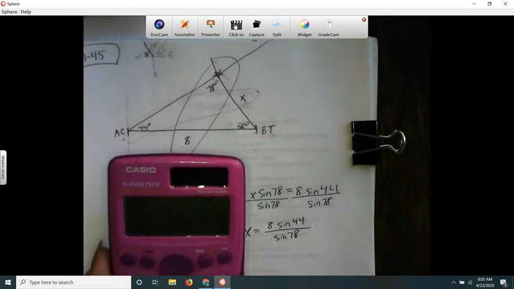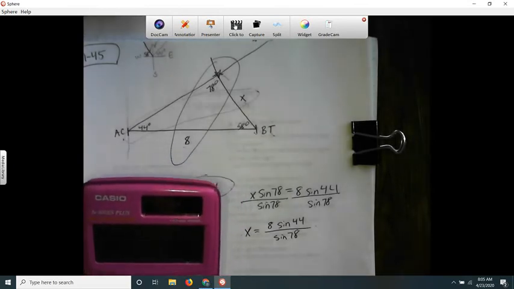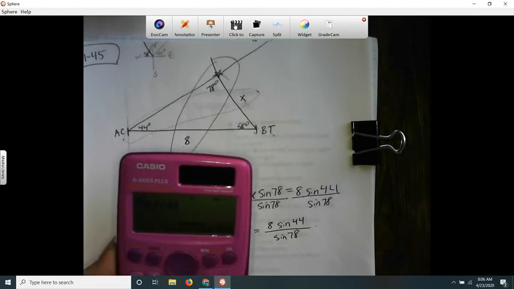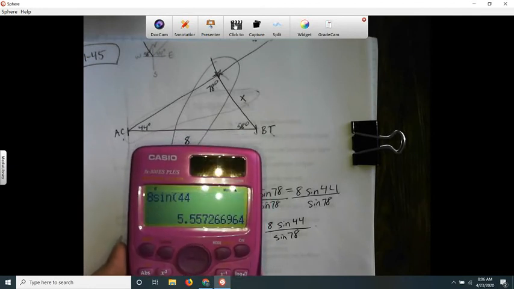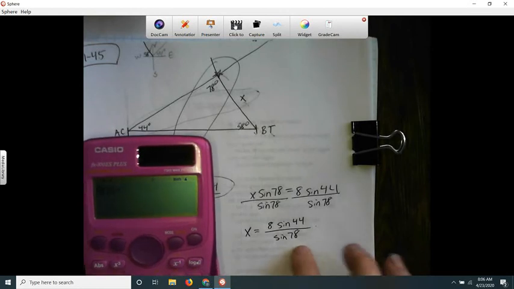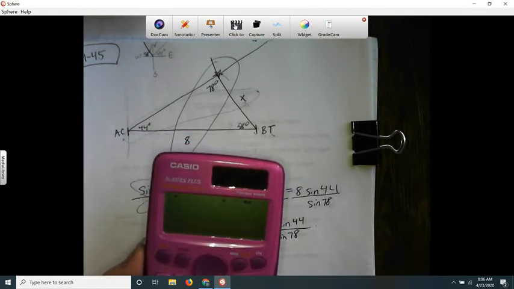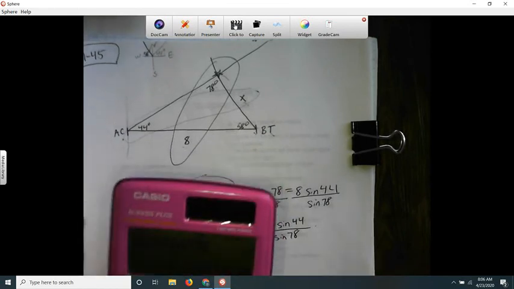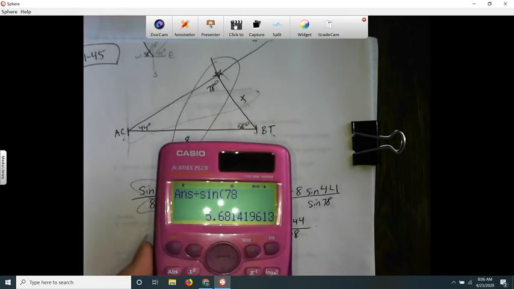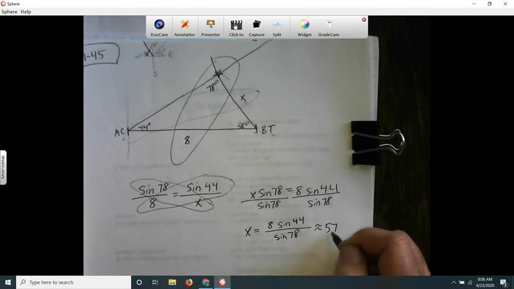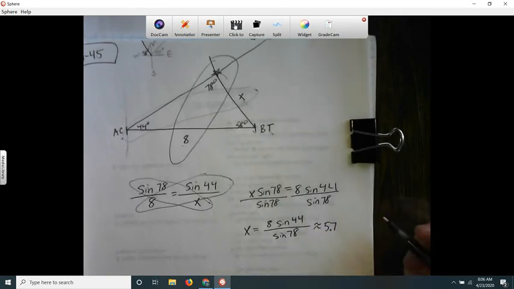So 8 times sine of 44, I'm in degree mode, is equal to that, and then I'm going to divide by whatever the sine of 78 is. So I got about 5.7-ish. So it's 5.7 miles.